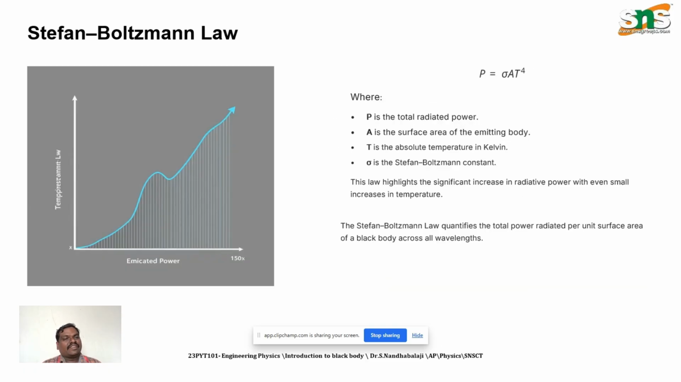In Stefan-Boltzmann's law, P = σAT⁴, where P is the total radiant power, A is the surface area, T is the absolute temperature, and σ is the Stefan-Boltzmann constant. This law highlights the significant increase in radiative power with even small increases in temperature. The Stefan-Boltzmann law quantifies the total power radiated per unit surface area of a black body across all wavelengths.